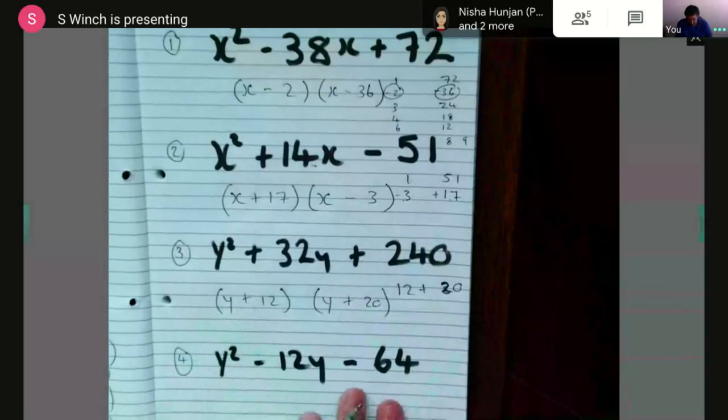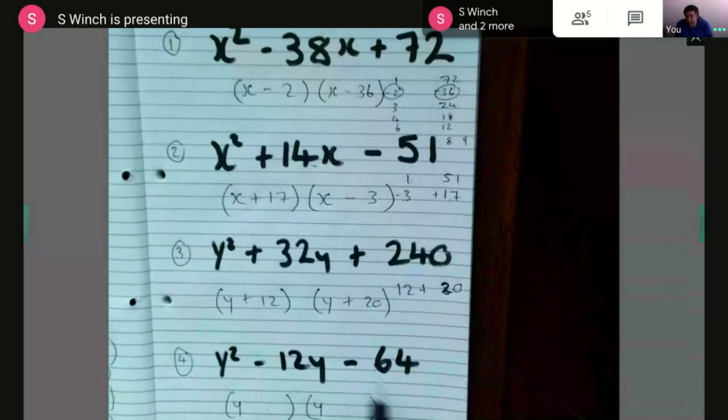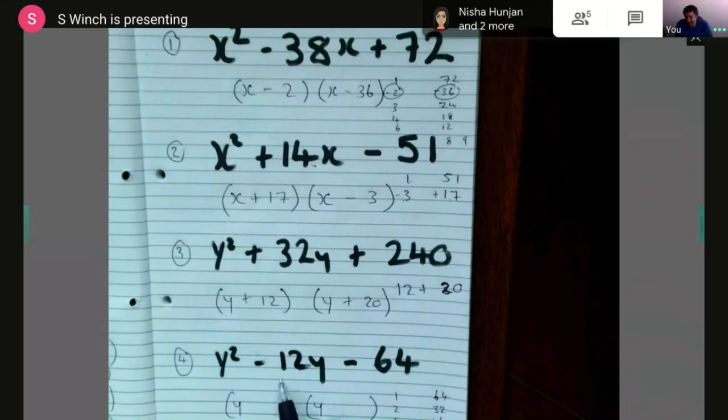And like I say, we've just got time for this last one. Y squared. It's a little bit trickier because you've got two negatives. The first thing we want to do is the factors of 64, of course, 1 and 64, 2 and 32, 4 and 16, and 8 and 8. Now, if we did 8 and 8, you couldn't make 12. If you did 4 and 16 together, you could make 12.